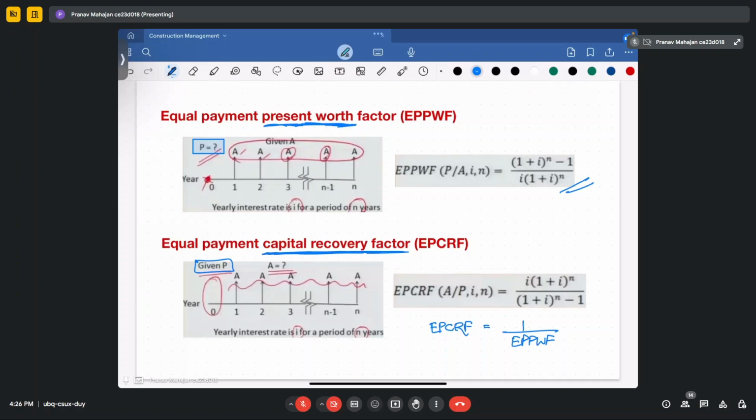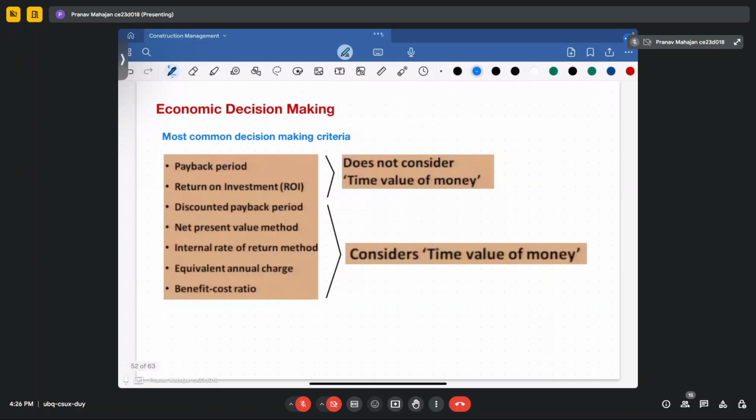The final factor available to you is the equal payment capital recovery factor. How will you recover the investment? That means you have invested a certain amount, and up to how much payment should you receive so that you recover the amount provided by you in the zeroth year. That is the equal payment capital recovery factor, which is the inverse of the equal payment present worth factor. This helps you in making economic decisions.